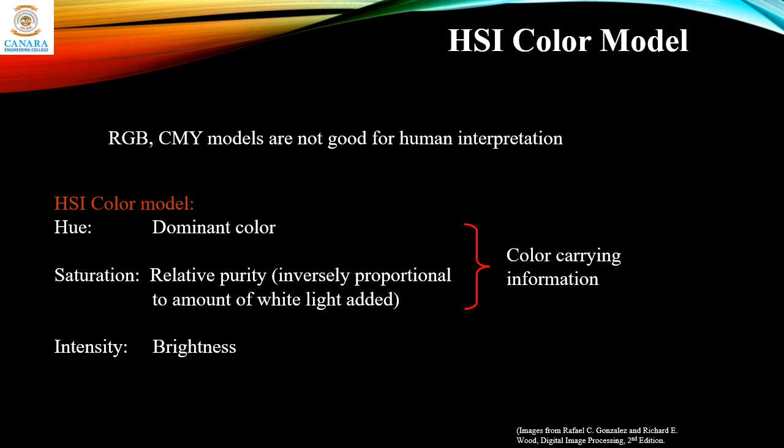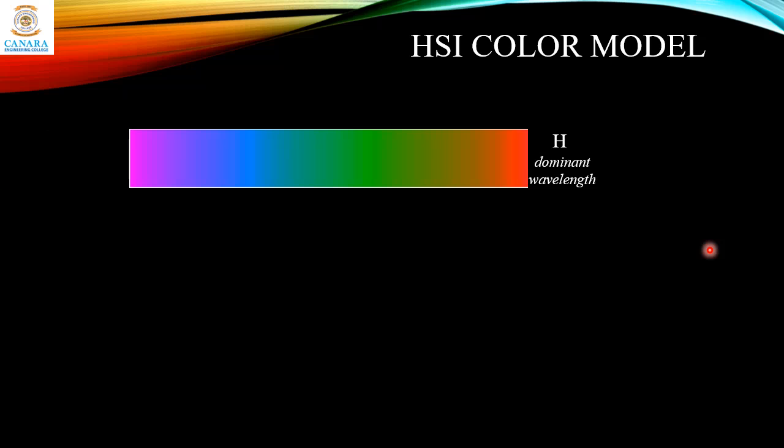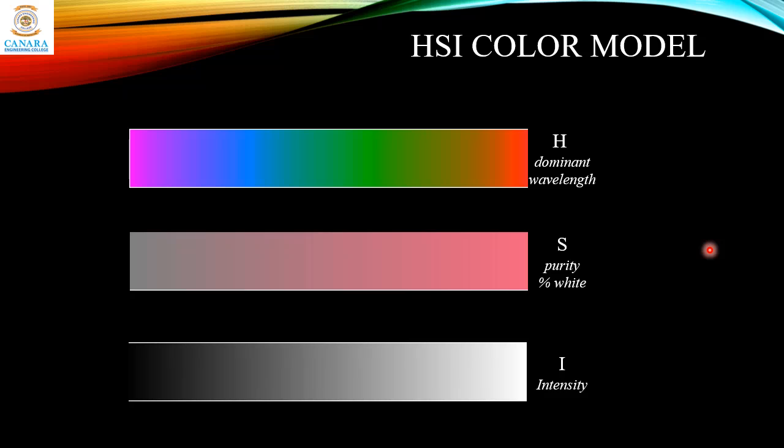So RGB and CMY models are not good for human interpretation. In HSI color model, hue and saturation give the color carrying information and intensity gives the brightness. This is the summary of the things that we learned in the previous slide. So hue means a dominant wavelength and saturation is the purity of that particular hue, and then intensity or the brightness of that particular strip from dark to full bright.